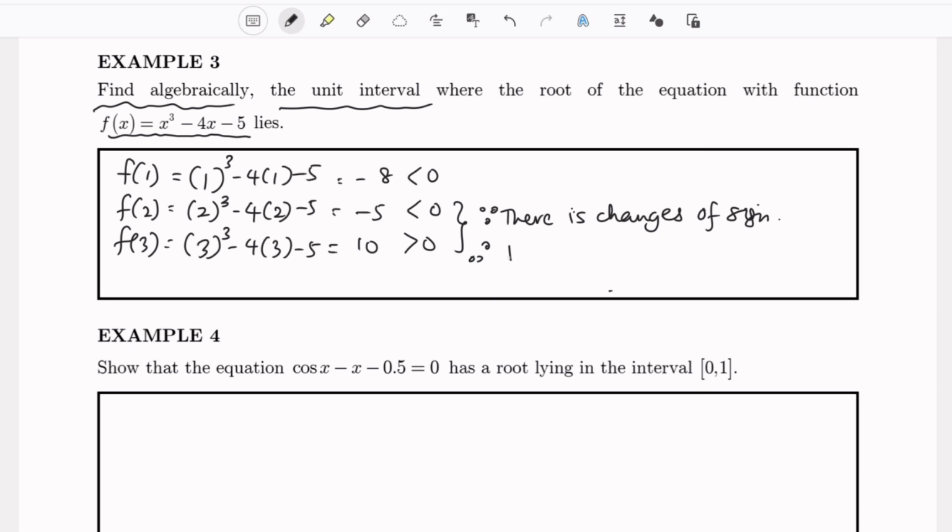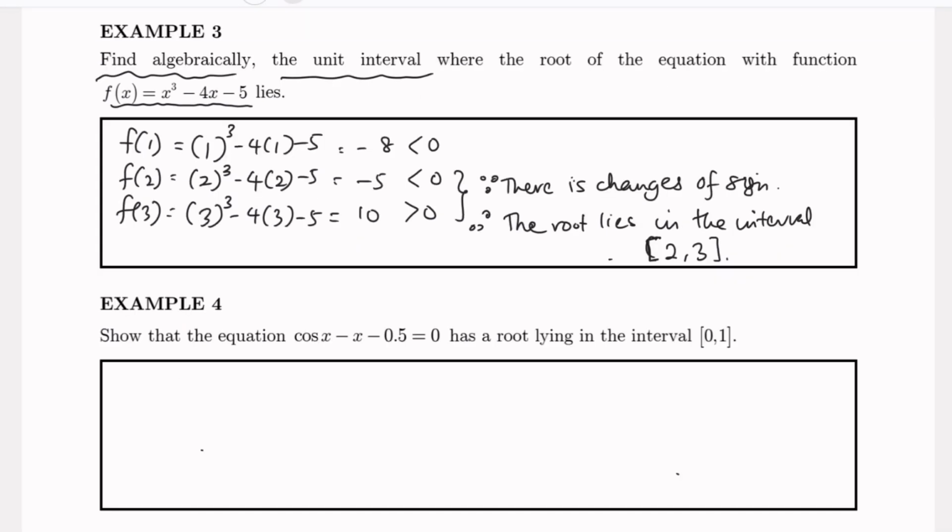Hence, the root lies in the interval (2, 3). Example 4. So take out the function.